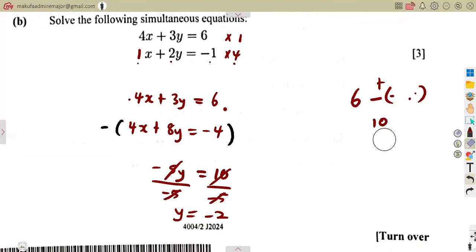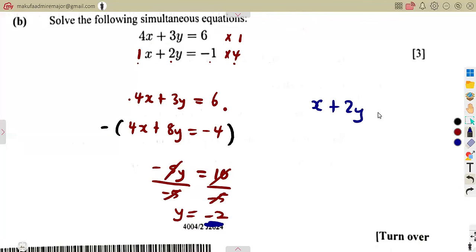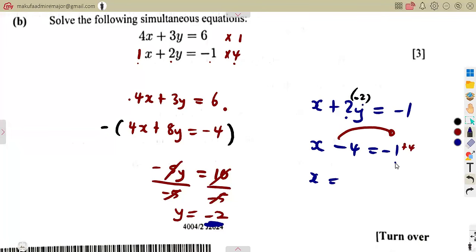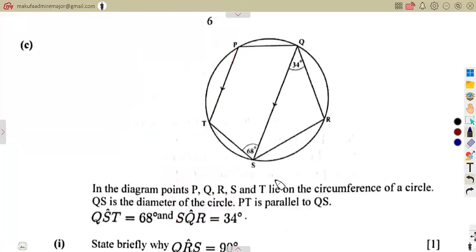With this, you can also eliminate y if you want, or you can substitute the value of y that you obtained in any of these equations. I'm going to choose equation 2. It's a choice, you can use any method. This is x plus 2y equal to minus 1, and y is minus 2. So in place of y, we substitute minus 2. So x plus 2 times minus 2, that's minus 4, is equal to minus 1. Let's transpose the minus 4, it becomes a positive 4 on this side. So x is minus 1 plus 4, which is 3. So x is 3 and y is negative 2.